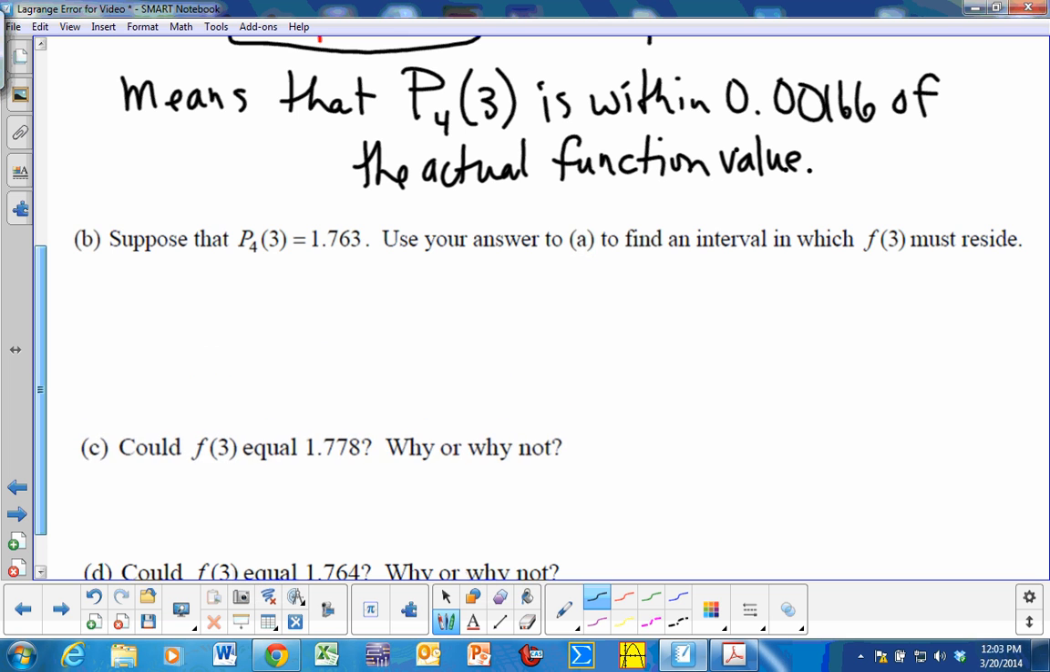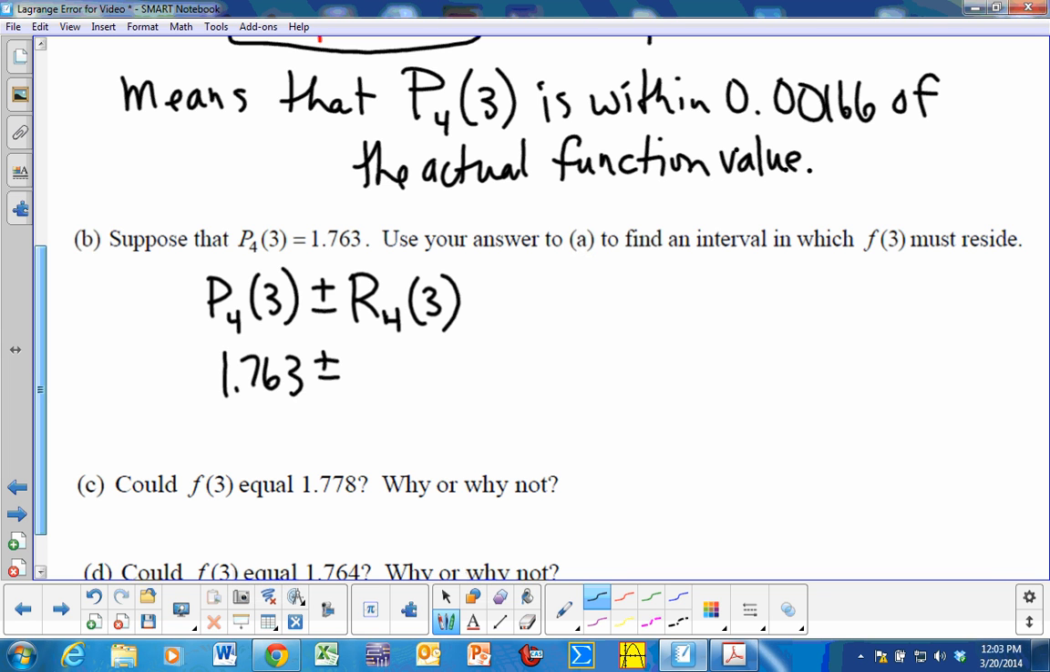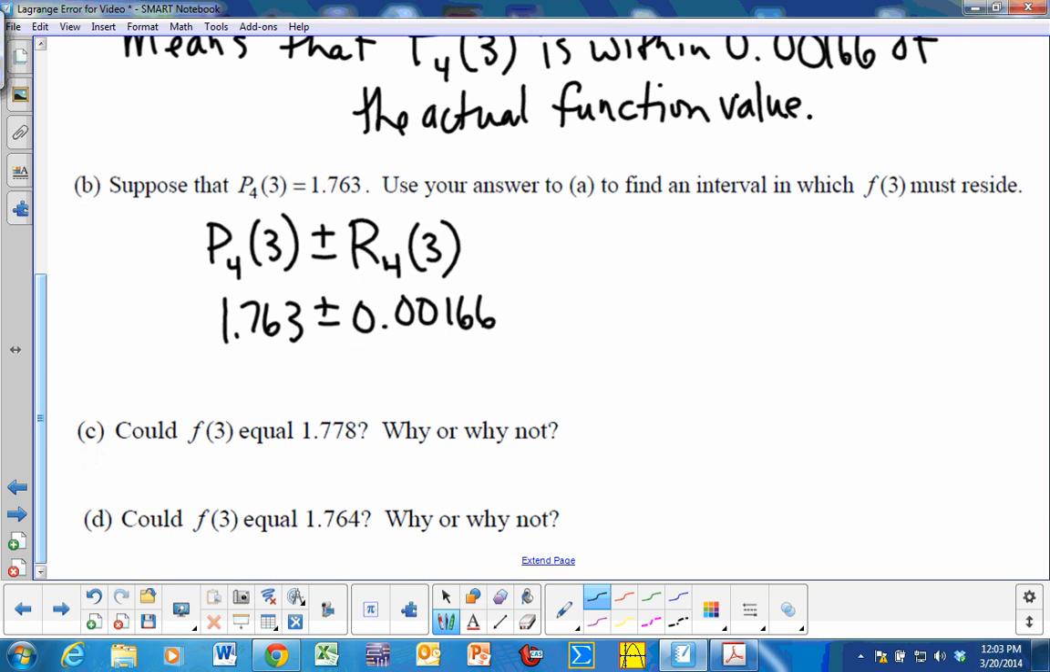Now, suppose the fourth degree polynomial, when you plugged in 3, gave the answer 1.763. We're going to give an interval in which the actual value of f of 3 must lie. Well, f of 3 must be somewhere between this value plus or minus that remainder. So worst case scenario, we are 1.763 plus or minus 0.00166, which again you could store so you don't have to type all that. If you type that in your calculator, you're going to get somewhere between 1.7613 and 1.76466.